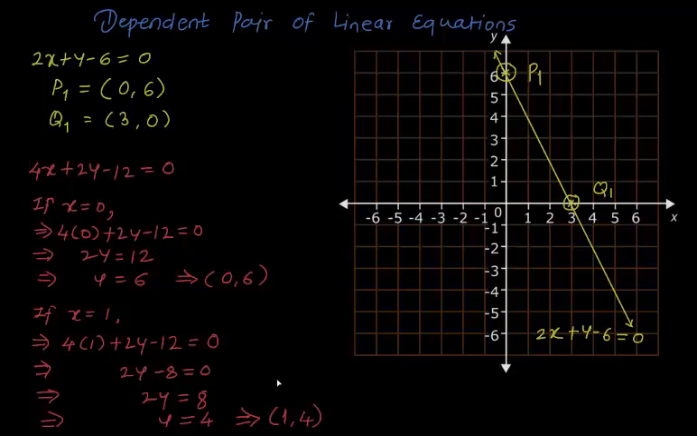Now let's draw these points on the graph. So we call it as P2 and this point will be Q2. So the first point 0, 6 is nothing but the same point as P1. So let's mark it as P2 as well. So this is the same point. Then the next point is 1, 4. So Q2 is 1, 4. That means on x-axis 1 and on y-axis it is 4. So the point will be here. Now let's draw a line which will pass through P2 and Q2.